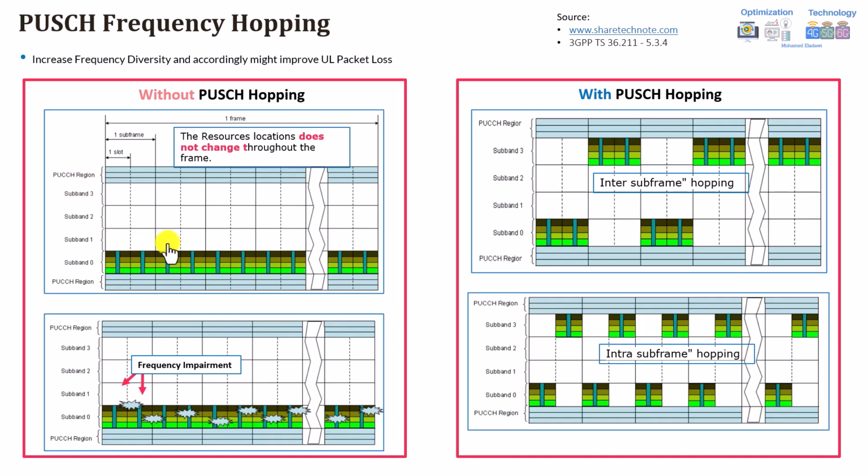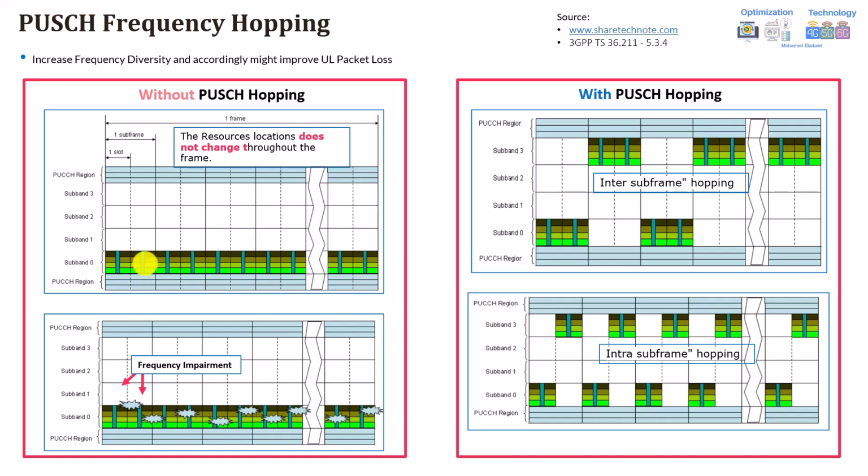If you look at this figure without hopping, you can see this is, for example, the subband, which is the frequency domain, and this is the time domain, the subframes and so on. You can see that all the resources are allocated, for example, at subband 0, or resource block 0, whatever you call it, all over the frame. So there is no change throughout the frame allocation. The resources are not being changed. And in case you have a frequency impairment or interference at this particular area, for example at subband 0, you would be interfered all the time.